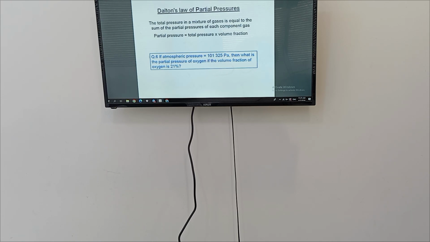Question 6. If atmospheric pressure equals 101,325 Pascal, then what is the partial pressure of oxygen, if the volume fraction of oxygen is 21%? They want the result of the partial pressure. So we multiply this number by this number, and we'll have the result of the partial pressure.